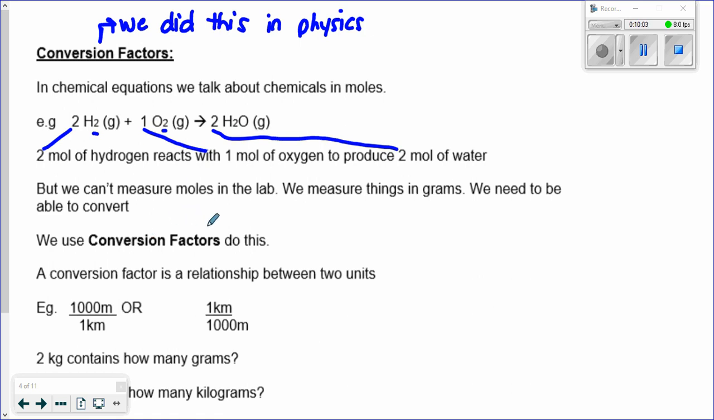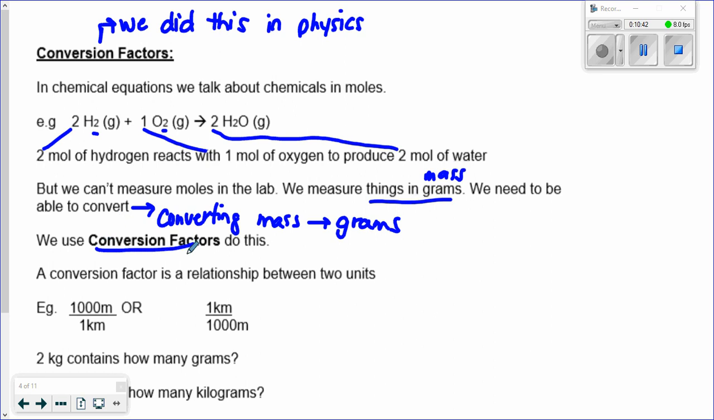So again, we don't have a scale in the lab where you pour something on and it tells you that's 2 moles of something. We can't measure moles because moles are a number of particles. So we measure things in grams. That's what the scale is. So we measure the mass of something, not the number of something. Again, a mole represents a number of particles. So we need to be able to convert, and we need to use conversion factors to help do that.